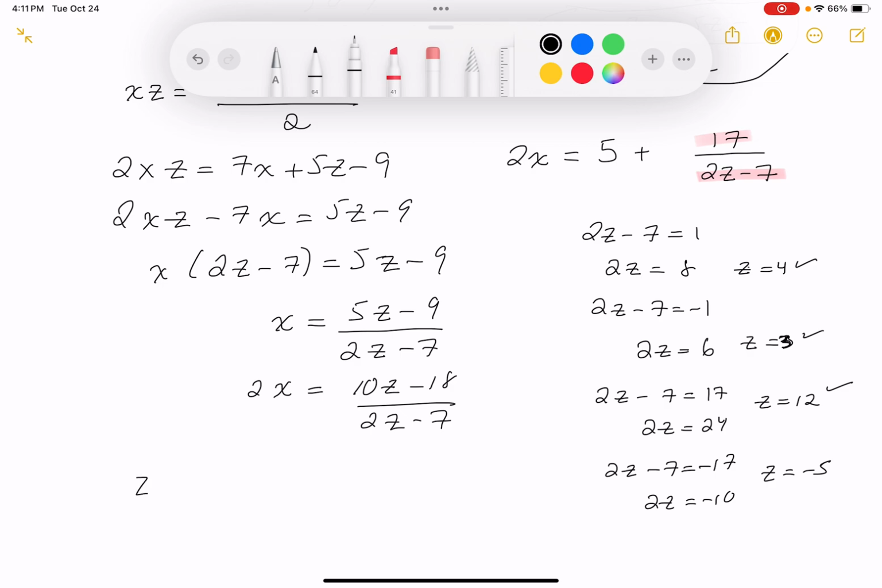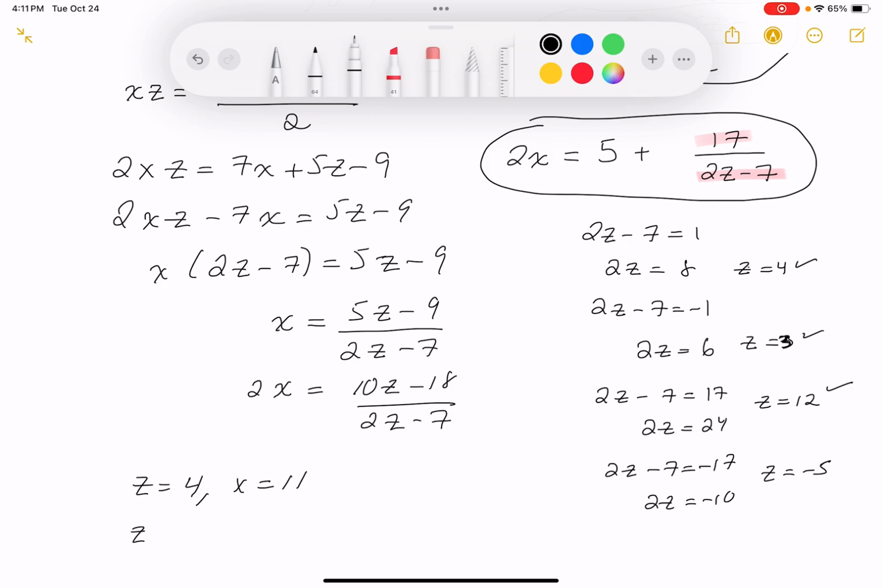So if z is equal to 4, what would x equal? Well, you remember, I'm doing it over here, right? I want to see if I can do that. It doesn't look that bad because the bottom would be 1. I get 5 plus 17, which is 22. And 2 times what would be 22? 11. So x would be 11. That's okay. It's an integer.